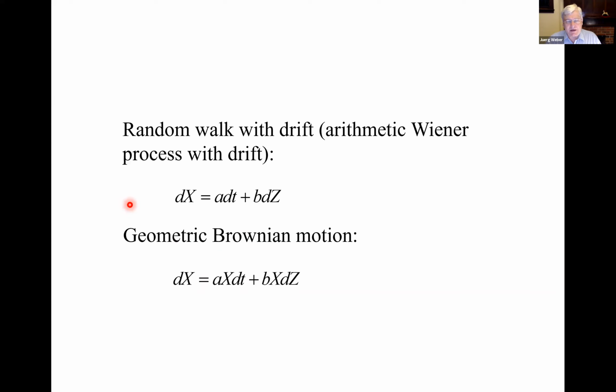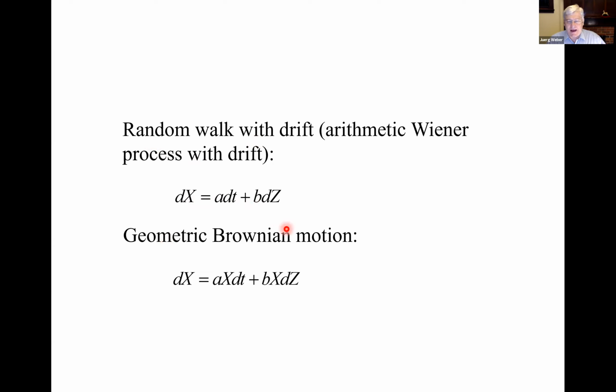Now, in an arithmetic process, you have here the change in the variable, maybe the change in the price of an asset, so that's a dollar change. And the drift here is also directly defined in terms of dollars. And the same thing here for the scaling factor of the standard deviation of the Wiener process. That's also given in dollars. That's an arithmetic process. It's sometimes called a random walk with drift.